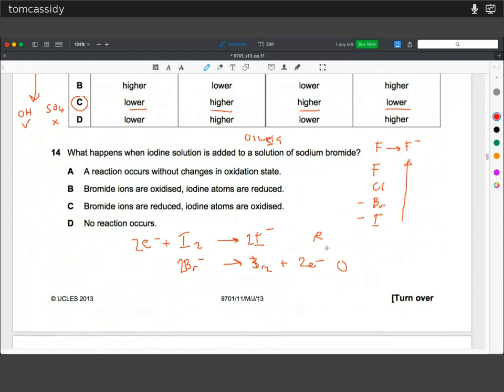So you can see here that as you go up the group, the halogens are more likely to gain electrons. And so it's very unlikely that iodine is going to gain electrons at the expense of bromide. So we'd say, based on our discussion there of reactivities of halogens and which ones are most likely to lose and gain electrons, that this is very unlikely because iodine is not likely to gain electrons compared to bromine.